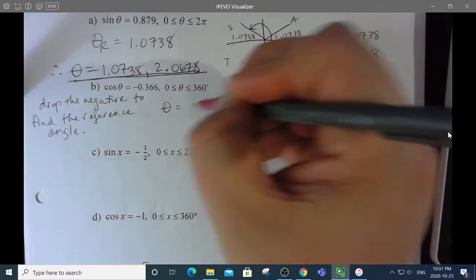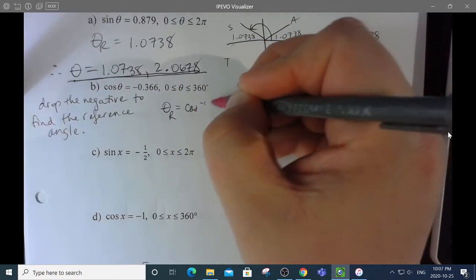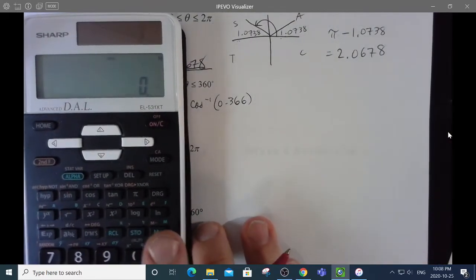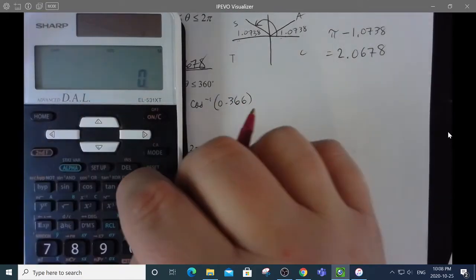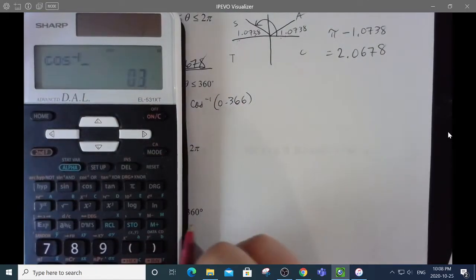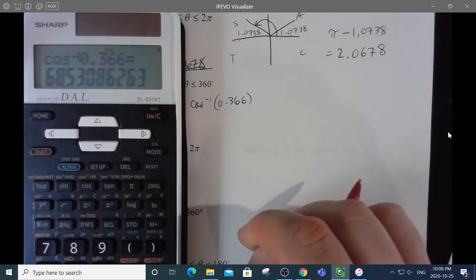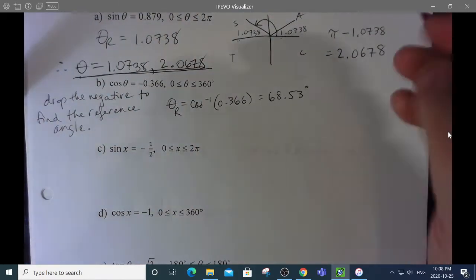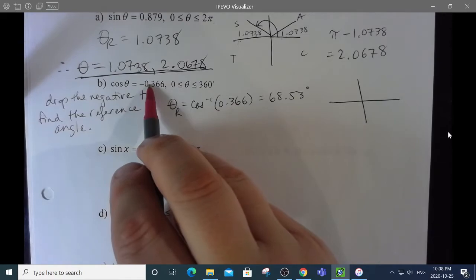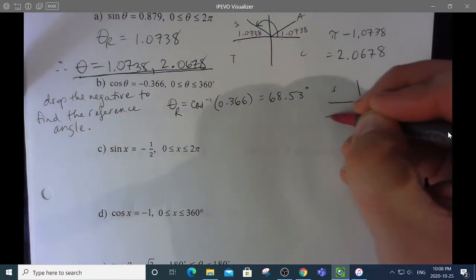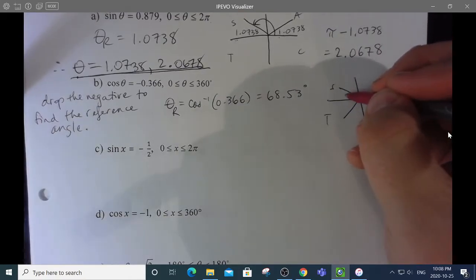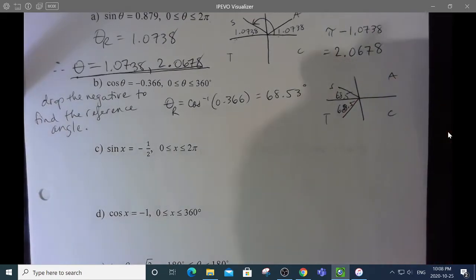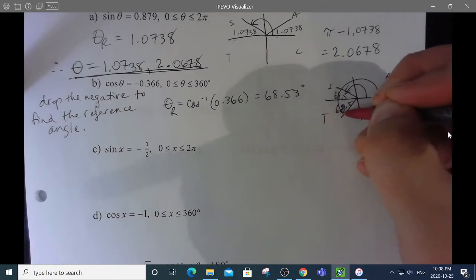So theta r, my reference angle, will be the inverse cos of 0.366, right? I've dropped the negative. Don't punch buttons with the negative when you're doing inverse trig functions. Second function cosine of 0.366. And it's telling me that that is 68.53 degrees. Now, where is that? Let's make a little sketch. Cosine is negative in two different places, here and here. So that's a 68.5 degree angle there, and a 68.5 degree angle there. But I need to know how big that is and how big that is.